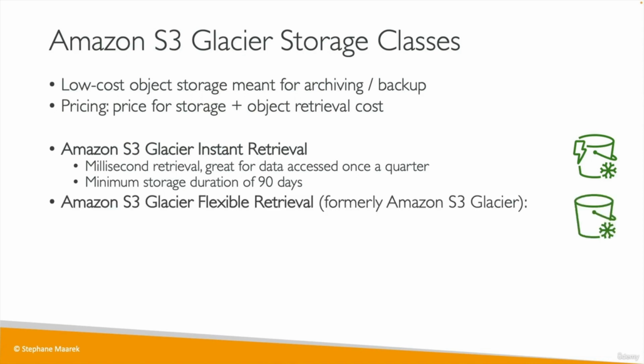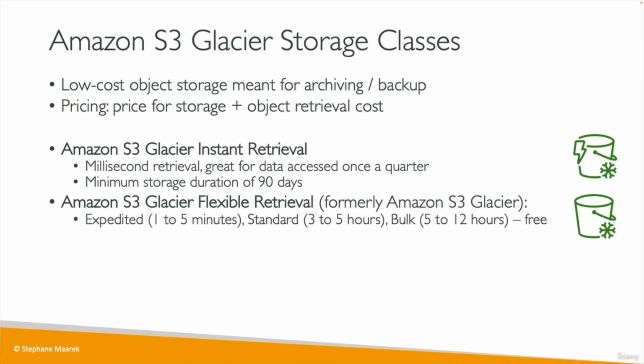So this is backup, but you need to access it within milliseconds. Then we have the Glacier Flexible Retrieval. It used to be called Amazon S3 Glacier, but then they renamed things as they added more tiers. So the Amazon Glacier Flexible Retrieval has three flexibilities. You have expedited, where you get the data back between 1 and 5 minutes. You have standard, to get the data back between 3 to 5 hours, or bulk, which is free, where you get the data back between 5 to 12 hours. And the minimum storage duration as well is 90 days. So here, instant means you retrieve the data instantly, and flexible means that you're willing to wait up to, for example, 12 hours to retrieve your data.